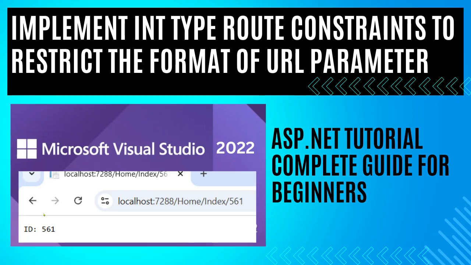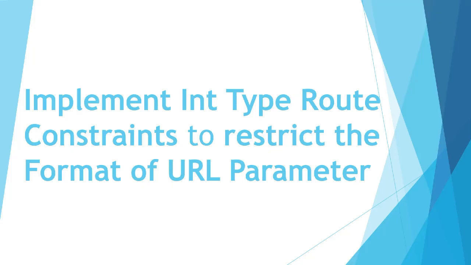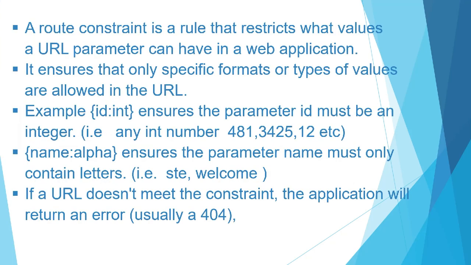In today's video, we are going to see how to implement int type route constraints to restrict the format of URL parameters. So first we'll see what a route constraint is. A route constraint is a rule that restricts what values a URL parameter can have in a web application.